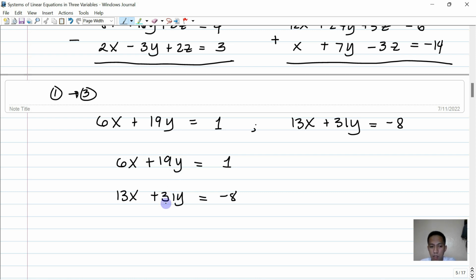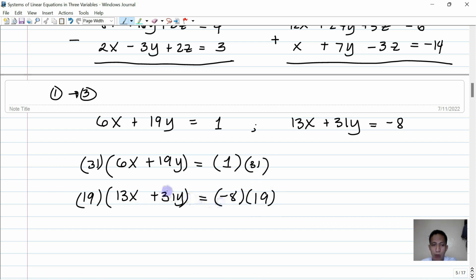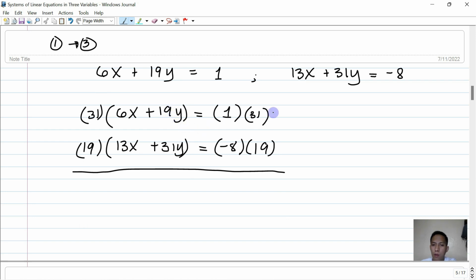Ito sa second equation natin, 31y. So we need to multiply this both sides by 31. And we need to multiply this both sides by 19 so that we have the same coefficient for y, and if we subtract these two equations, we will eliminate y and we can solve for x. Yun guys, yun yung technique natin. So multiply lang muna natin.